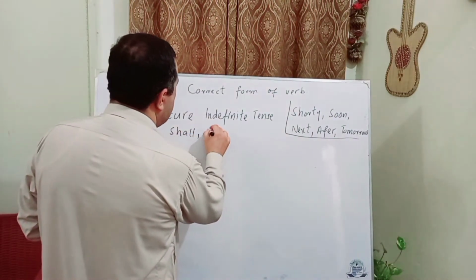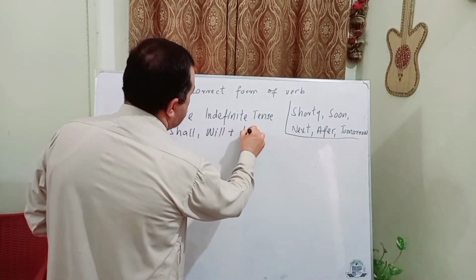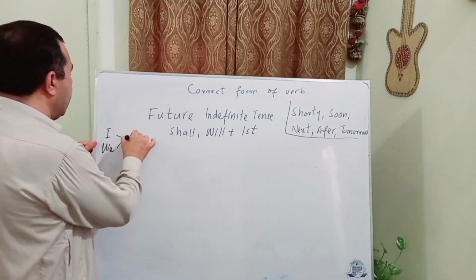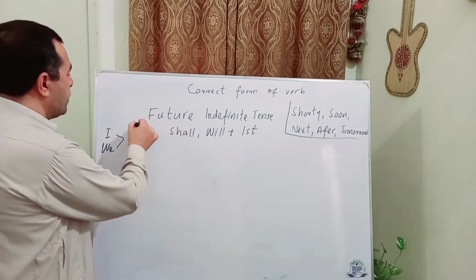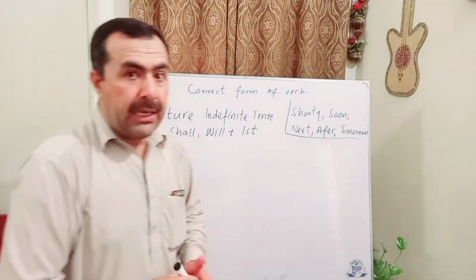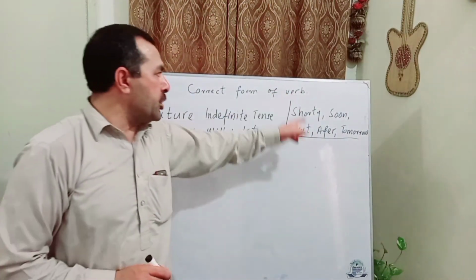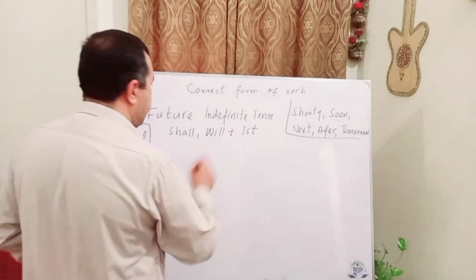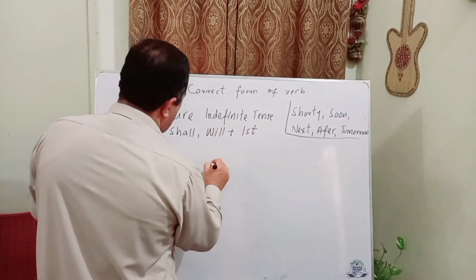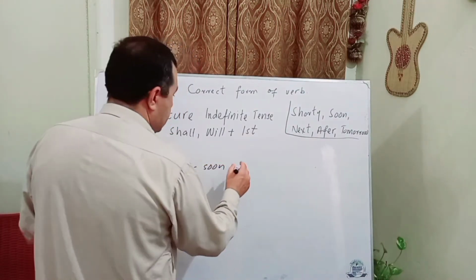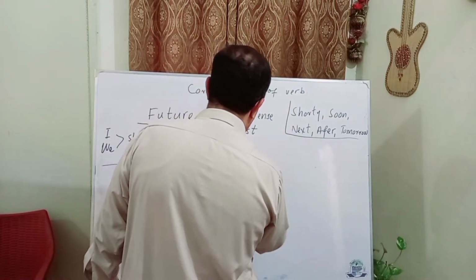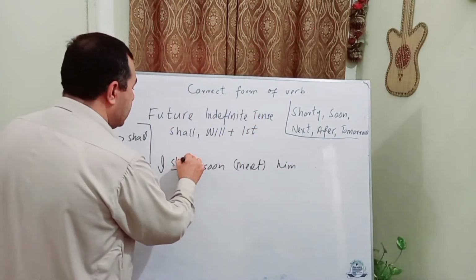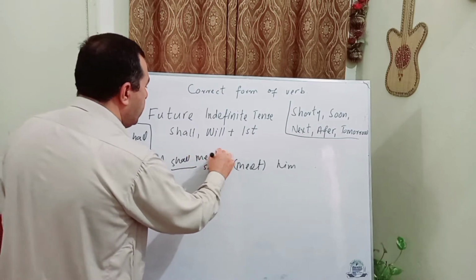We will use shall and will with the first form, and as you know, we use shall with I and we, and with the rest we use will. When words like shortly, soon, next, after, tomorrow come, we will use the future indefinite tense. For example, I soon meet him. So I will say, I shall soon meet him.